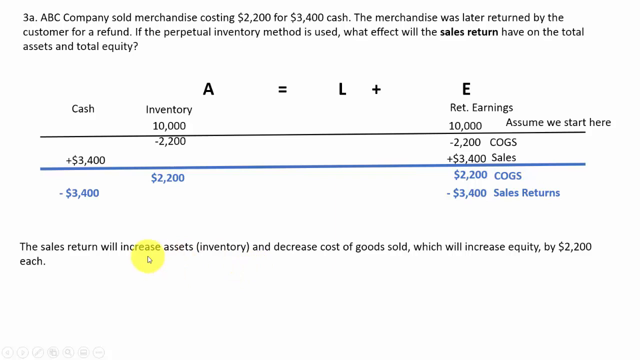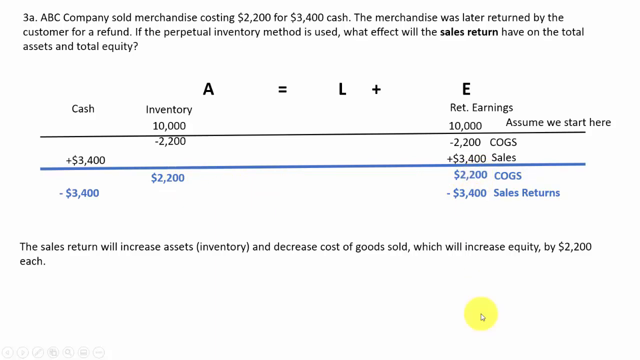Well, the answer here is this. The sales return, which is this whole little thing below the blue line there, will increase assets, that is inventory, which is going to go up. It'll decrease cost of goods sold, that's right here. It will also increase equity by $2,200, which is this $2,200 cost of goods sold item right here. So inventory goes back up, and so does equity, through the cost of goods sold.